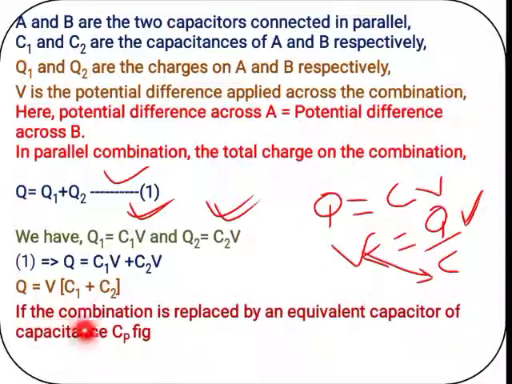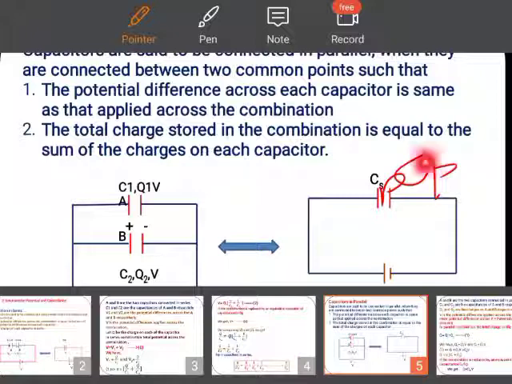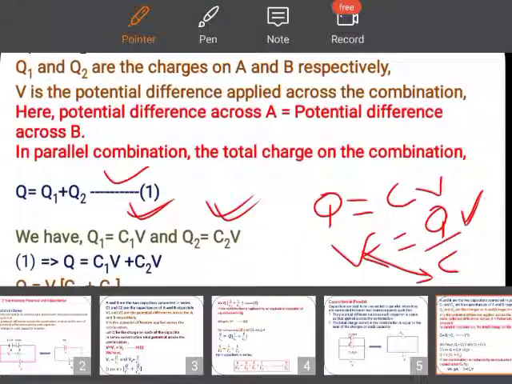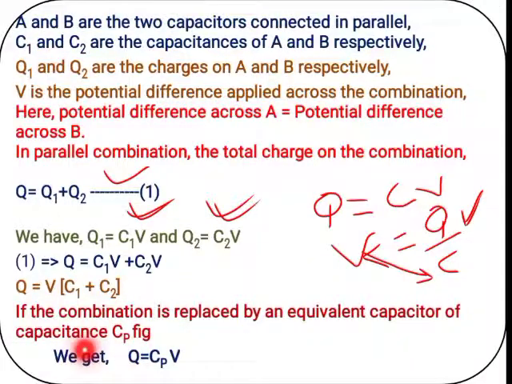Then next, if the combination is replaced by an equivalent capacitor of capacitance Cp, as shown in the second figure, that is the equivalent capacitance. So this is Cp. Then what we have to write? Q is equal to Cp into V. Cp means capacitance in parallel. So Q is equal to Cp into V.